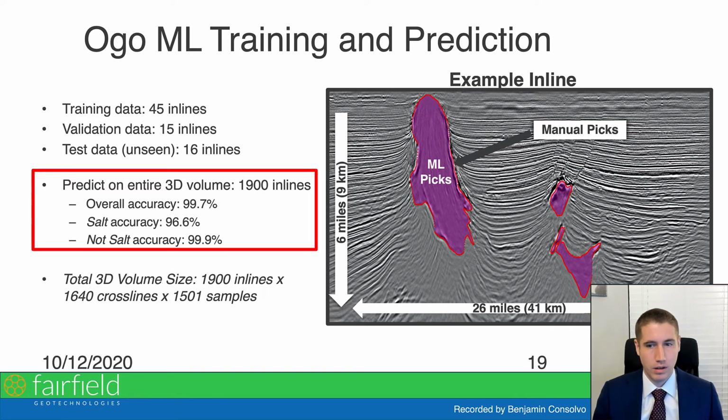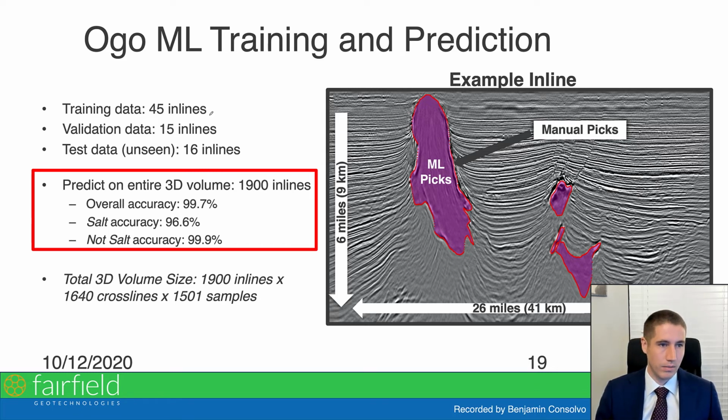On the OGO dataset, more training data were needed for the network to understand what salt looked like. As you can see from the image here, the salt covers more like 10 to 20% of the image rather than 50% as in Julia. So in order for the network to learn about what salt looks like at OGO, it needed to have more inlines than Julia because of the smaller salt to sediment ratio.